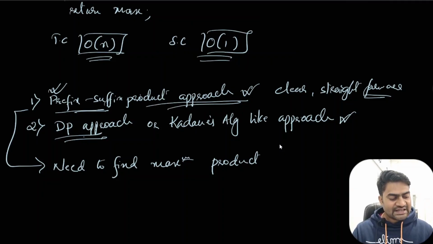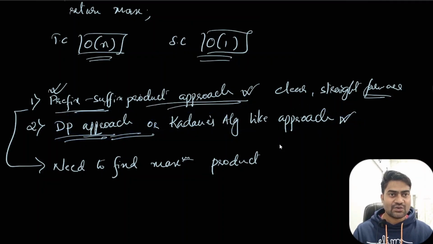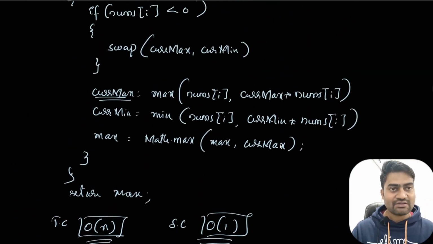So basically the second approach we will prefer whenever there is a follow-up question of also finding the subarray which contributes to the maximum product. That time we go ahead and use this particular DP or Kadane algorithm like approach. So if that is the case, then how to find the array itself? Now what we will do is a small modification in our code.